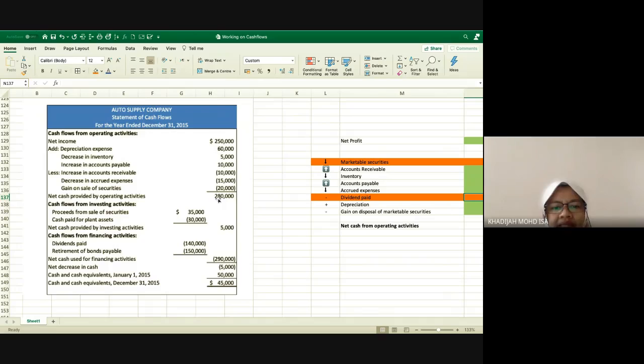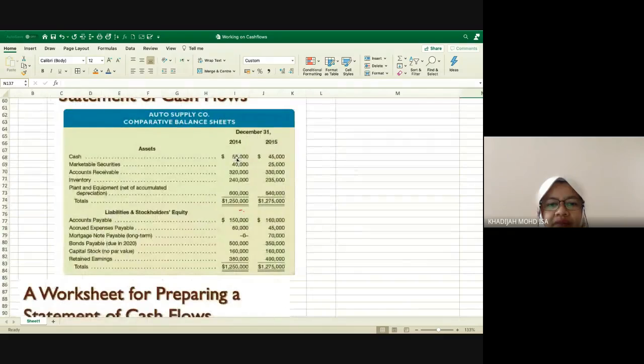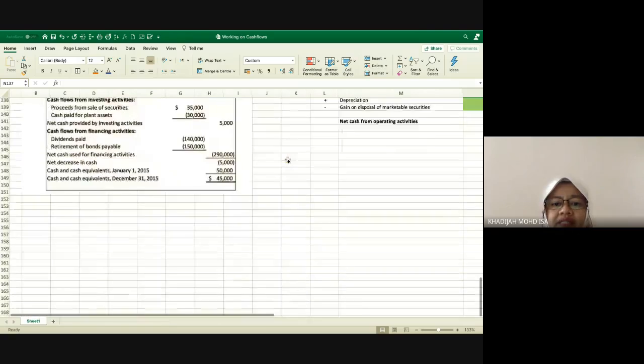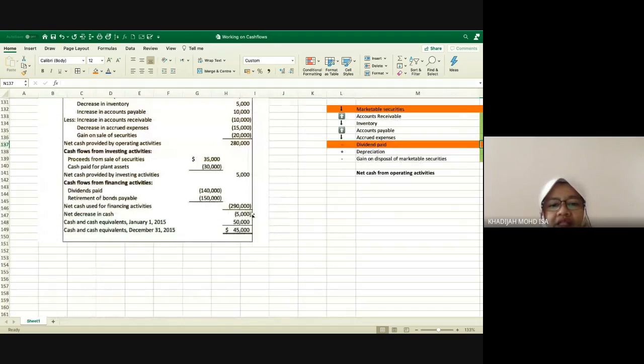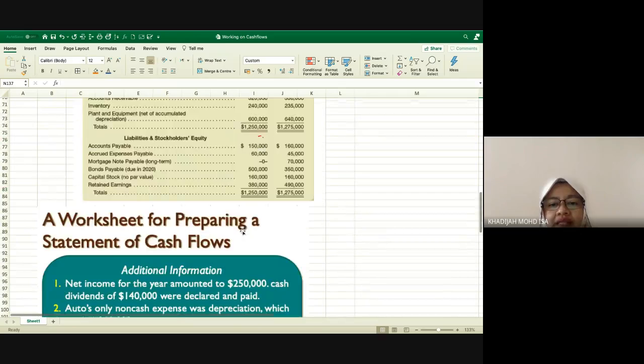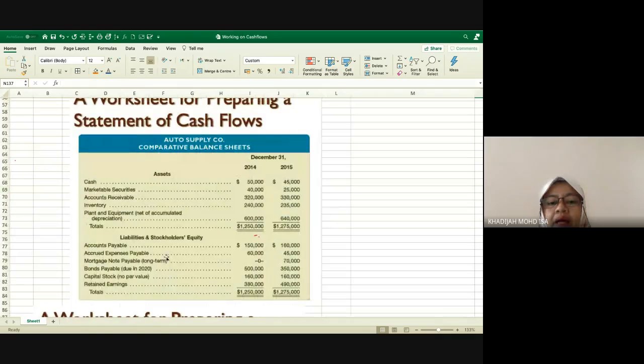So from 280 plus 5,000 minus 290, you have a net decrease of 5,000, right? So it means that there's a decrease of cash by 5,000 from the opening to the closing. Well, how do you know that? You see that cash initially was 50,000, now closing is 45. So there's a decrease of 5,000 reflected here, right? A net decrease in cash, and then you have cash opening balance 50, closing 45. So this 45,000 is represented in your financial position.